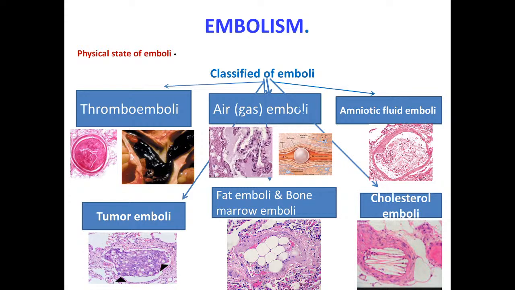Emboli are also classified by physical state: thromboemboli, in the lung pulmonary thromboemboli; air or gas emboli; amniotic fluid emboli; tumor emboli, the tumor cells; fat emboli, and bone marrow and cholesterol emboli.